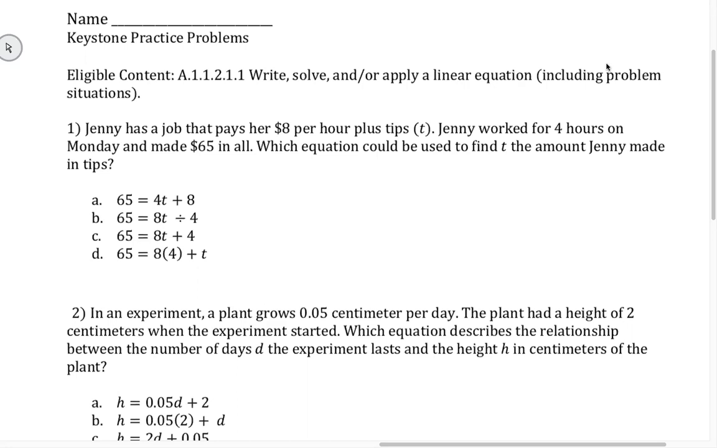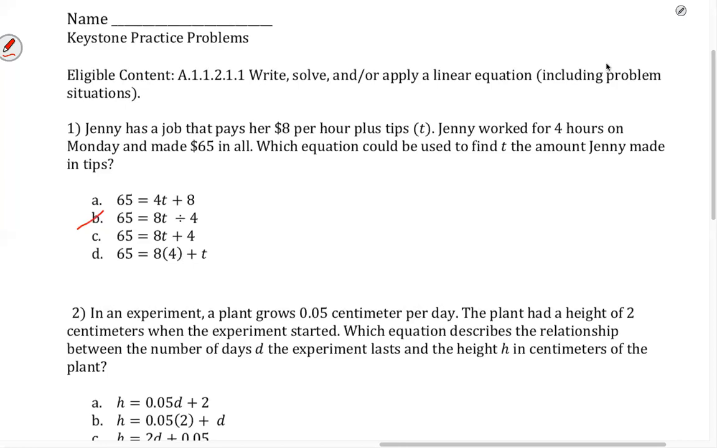So that doesn't really make sense to me, why I would be multiplying my 4 hours times tips. So I'm already kind of believing that A is not my answer. Now B says 65 equals 8T divided by 4. Well, why would I divide by my tips? That doesn't make sense. So I'm going to cross off B because that doesn't make sense to me.